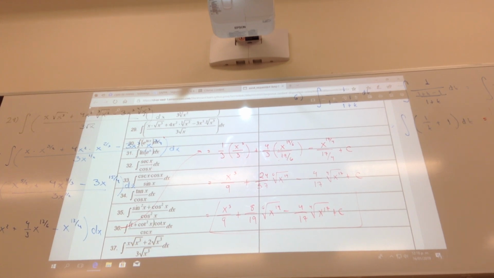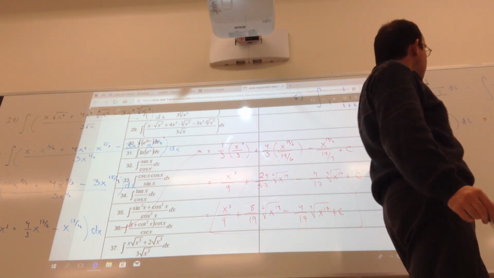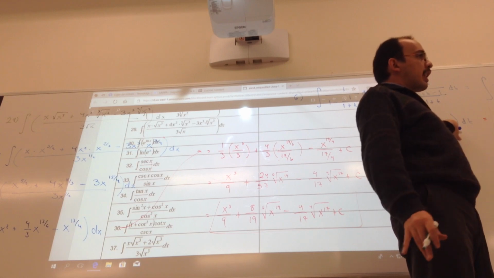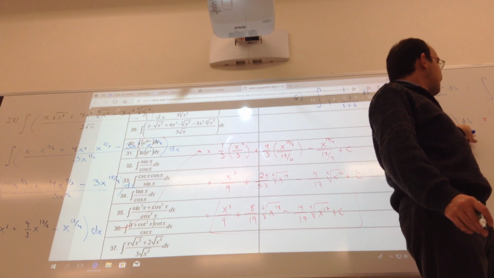Yeah, remember we have the addition. So you integrate this one, that's the rule. And when you have just one, the integral is the variable. If it was x, then it would be x here.